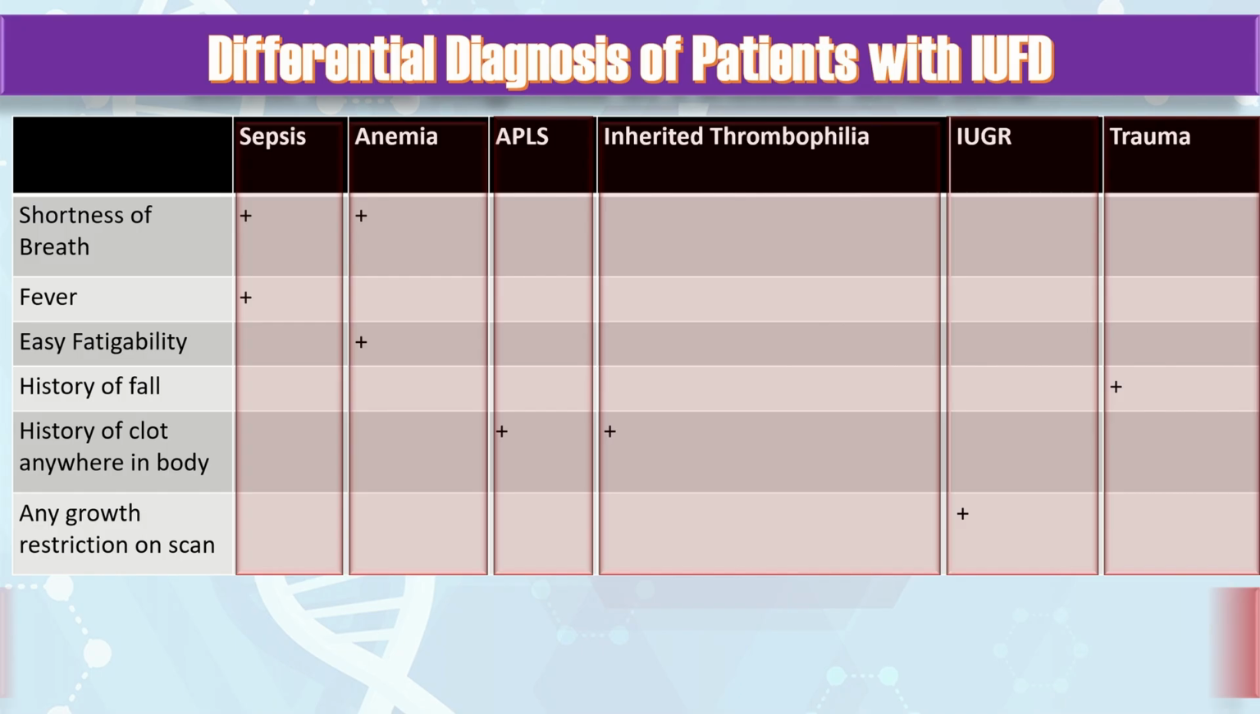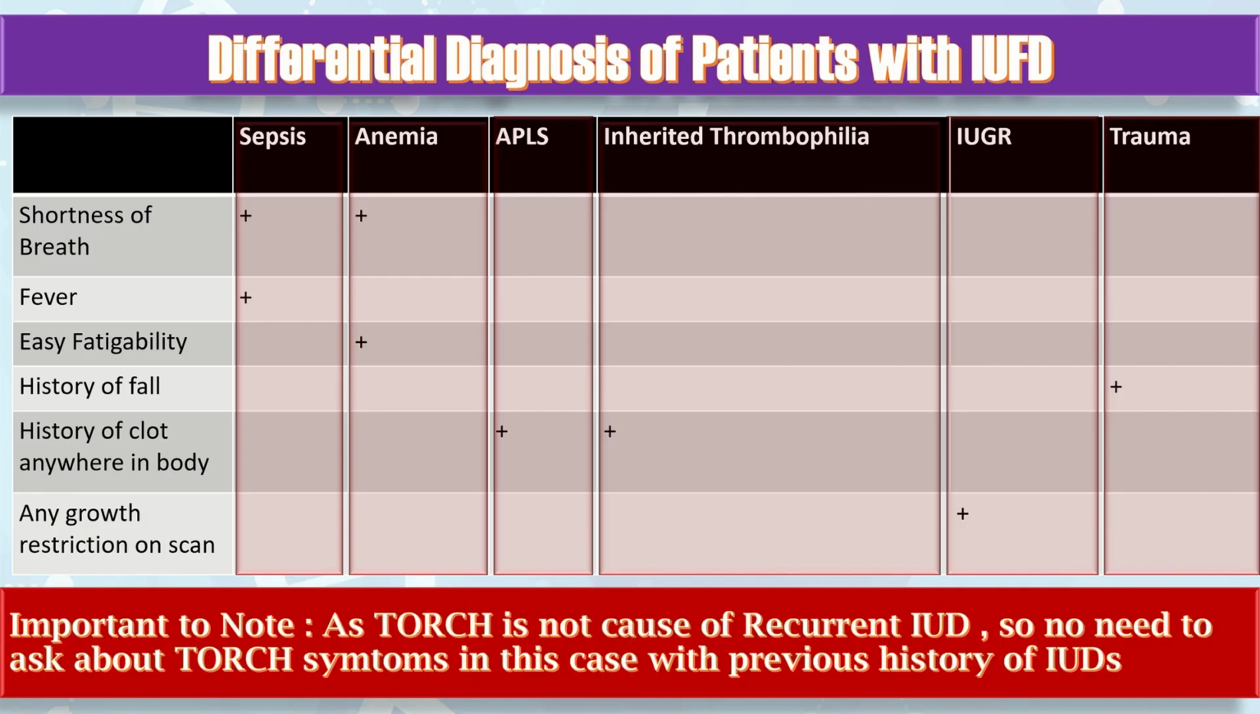One very important point here is that as TORCH is not a cause of recurrent IUD or pregnancy loss, there is no need to ask about TORCH symptoms in this case with the previous history of IUDs.